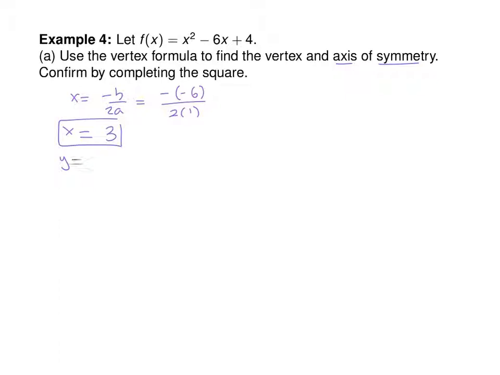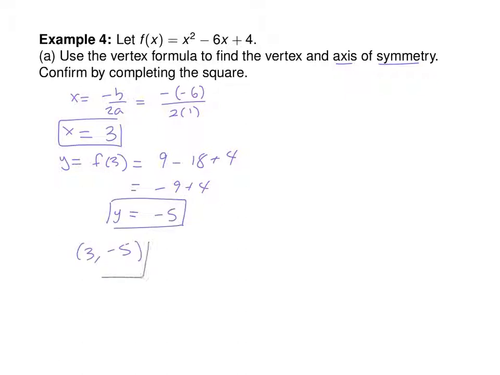And the y will equal f of 3, as in what you get when you plug in 3. So what do you get when you plug in 3? I got 9. I've got to confirm. 9 minus 18 plus 4, so negative 9 plus 4. Is she right? Negative 5. So the vertex is at 3, negative 5.